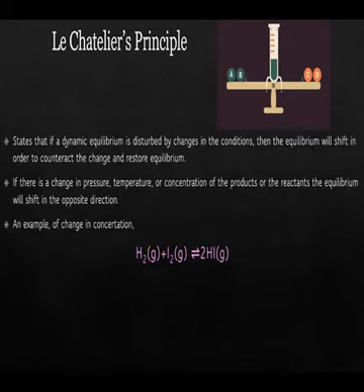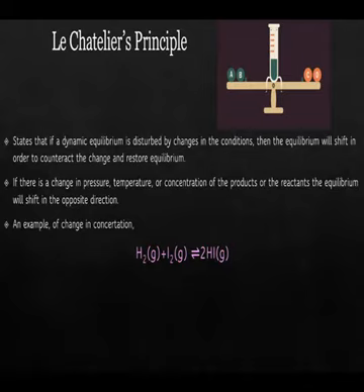Le Chatelier's principle. This principle states that if a dynamic equilibrium is disturbed by changes in the conditions, then the equilibrium will shift in order to counteract the changes and restore equilibrium. This change can include changes in pressure, temperature, or concentration of the reactants or products, resulting in a shift in the equilibrium towards the opposite direction.